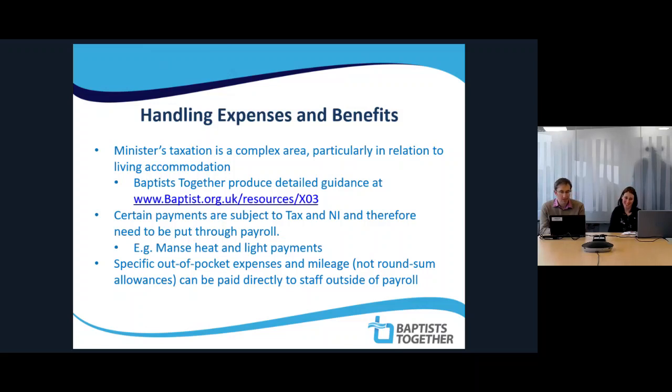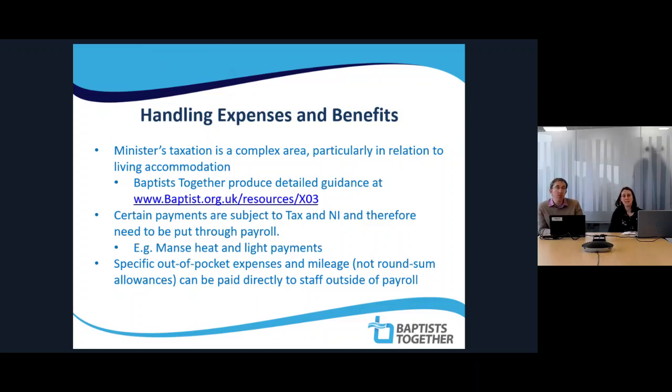Handling expenses and benefits. Okay. As we've put here, ministers' taxation is a complex area, particularly in relation to living accommodation. There is some really good guidance on the BU website, and that's a link to one of the handouts there. And it details all about different things that might need to go through payroll, might not need to go through payroll. If they live in a manse or have a leaseback agreement, you can pay certain things without it being taxable. One of the things we do want to just stress is heat and light payments.